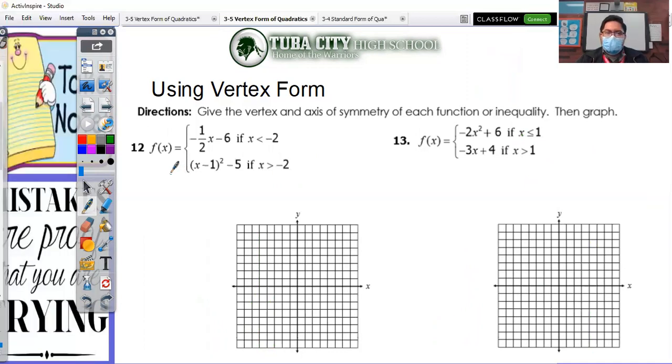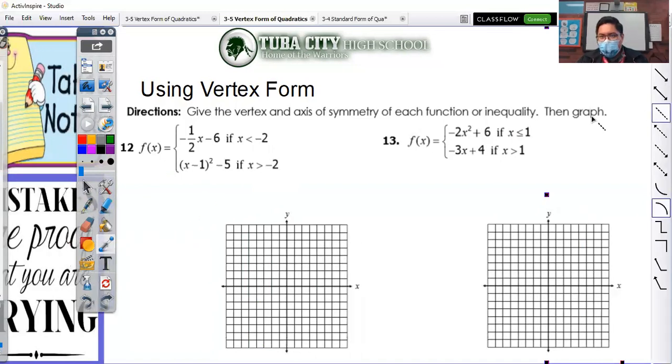So here we have a piecewise graph. And I know what I've been saying in the past, when I say look for the rule change line. So here my rule change line, and they're both at -2. So this means that once the graph reaches -2, it's going to switch.